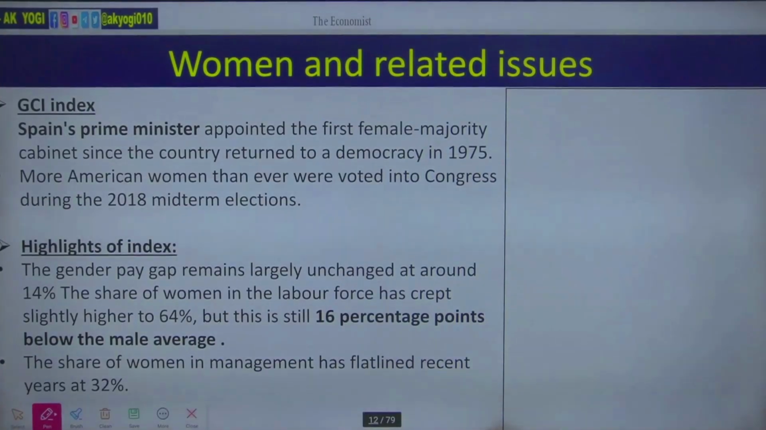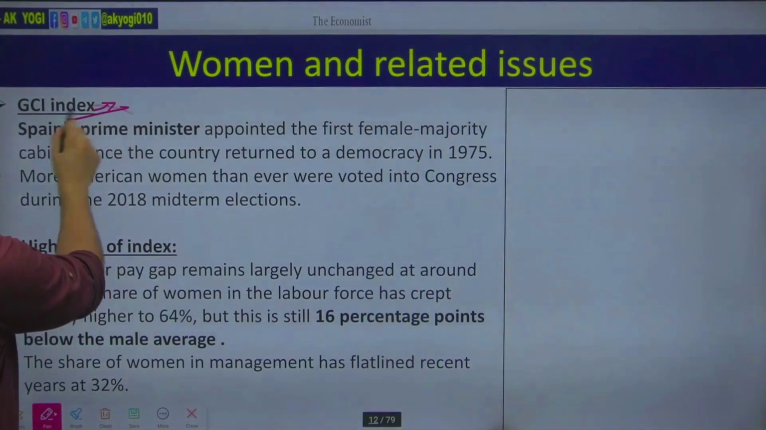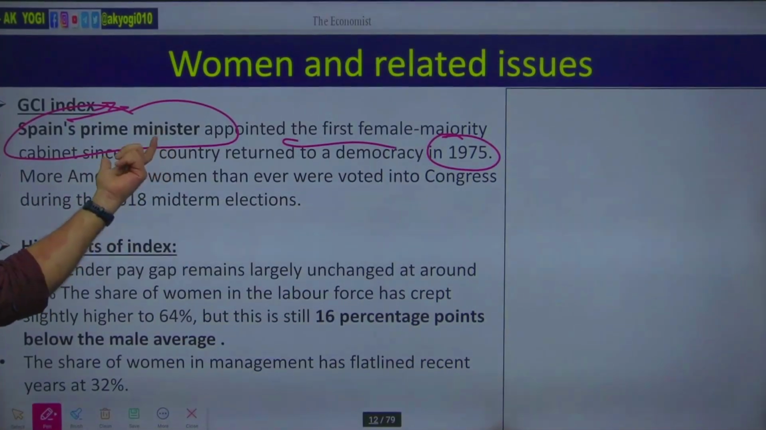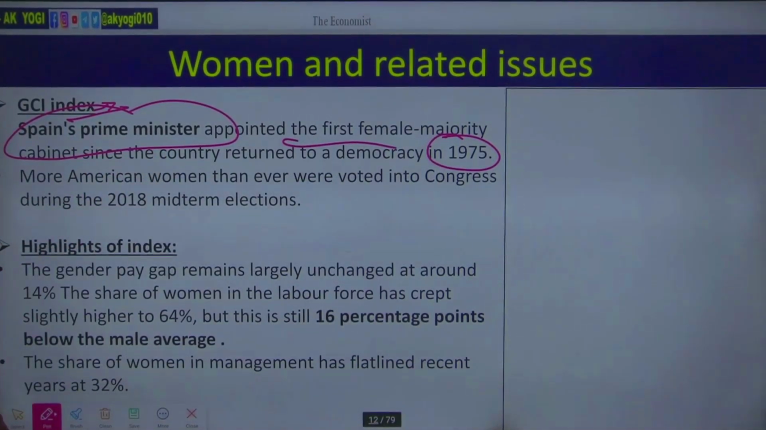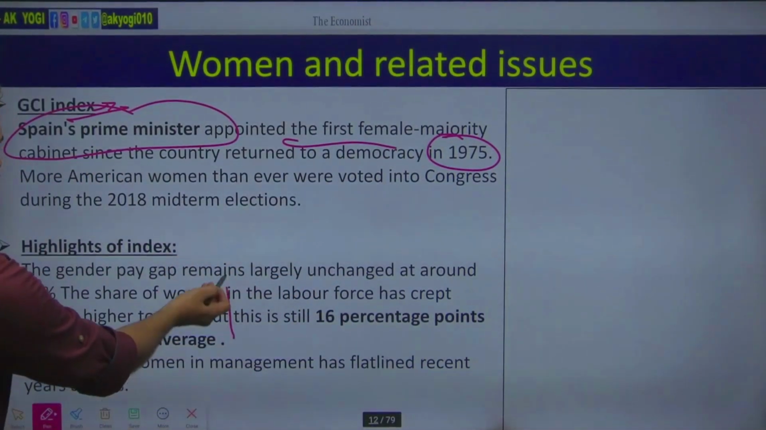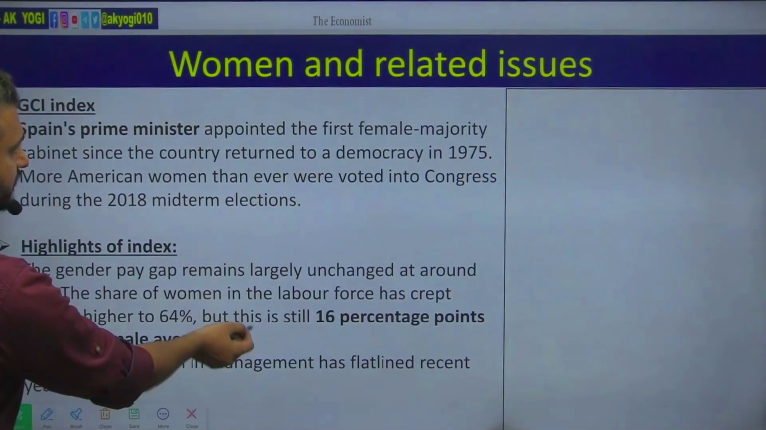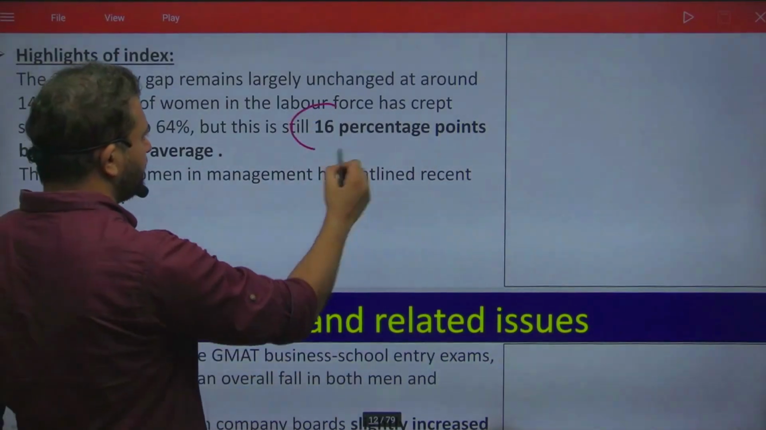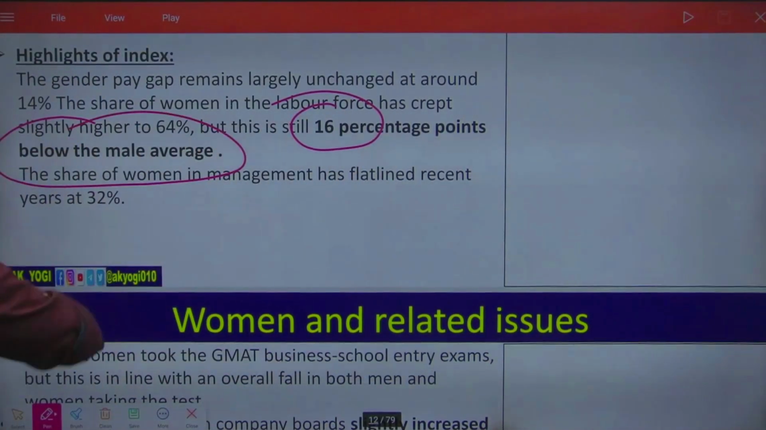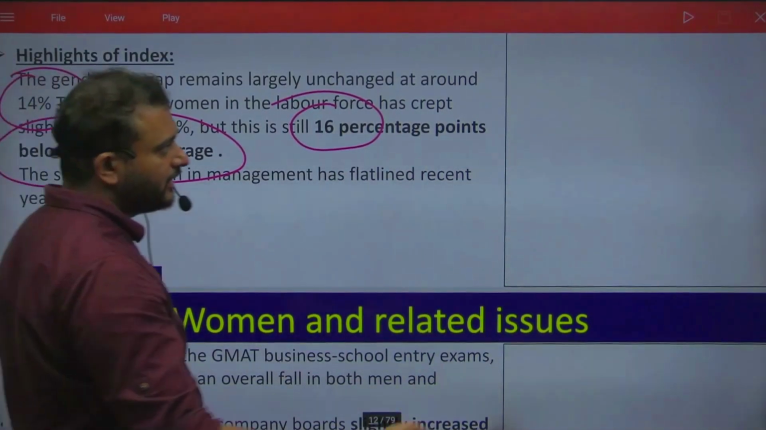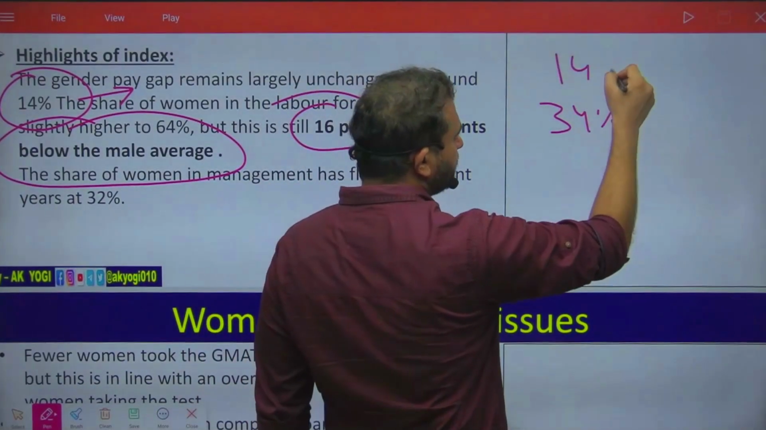Like in Spain, the status of the GCI index: Spain's first female-majority government got formed after 1975, when it comes to democracy. So they even got a female prime minister. Highlights of this particular index: the gender pay gap remains largely unchanged at around 14% on average. We have seen that in India it is 34%, but the world average is 14%.